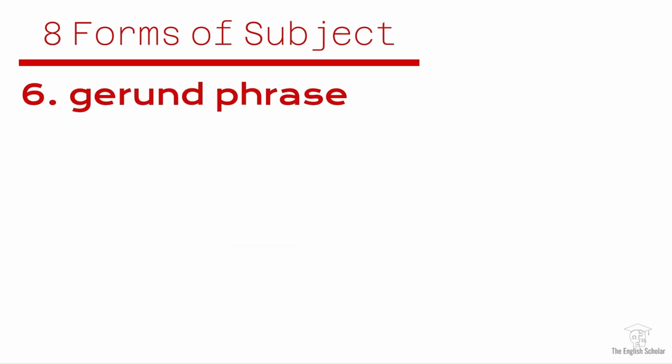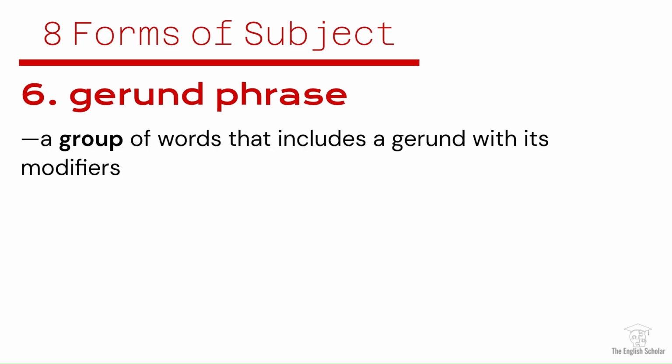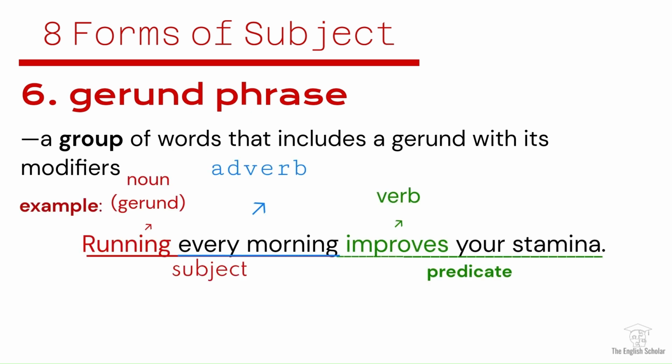The sixth form is the gerund phrase. A gerund phrase is a group of words that includes a gerund along with other words that modify or describe it. It can also serve as the subject. Example: running every morning improves your stamina. In this sentence, running every morning is a gerund phrase and functions as the subject. It includes the gerund running along with the modifier every morning, which is an adverb of time.